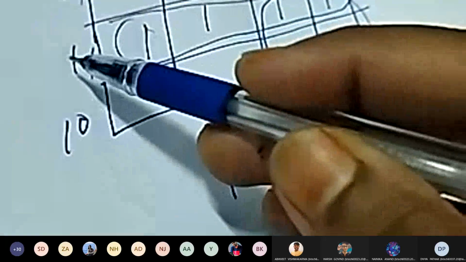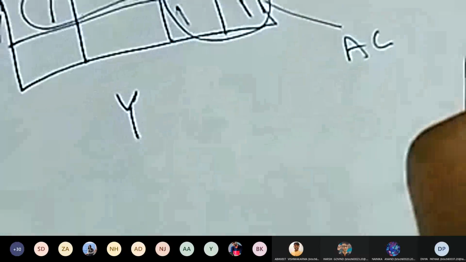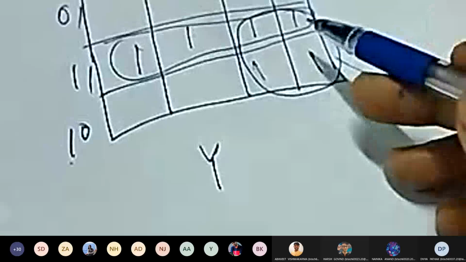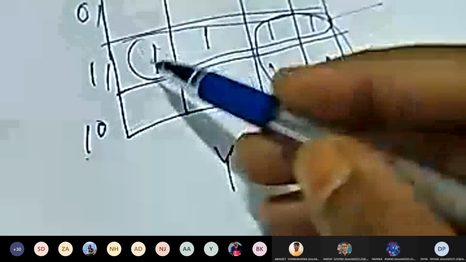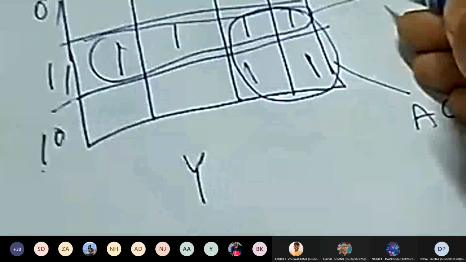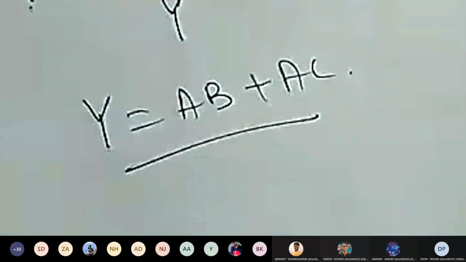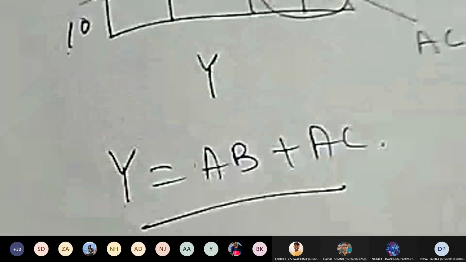So in these 4 pairing, what is the value? This is A, and in these 2, this is C. So can we write AC? And here in this one, this is alone a row because all the columns we have mentioned. So we will write this value only, that is AB. So we can write AB plus AC. Is it clear, everyone?